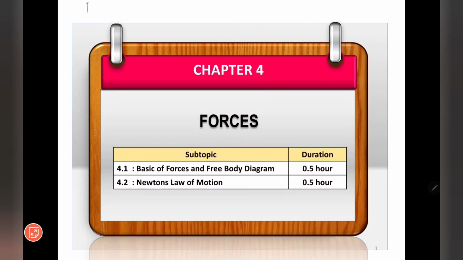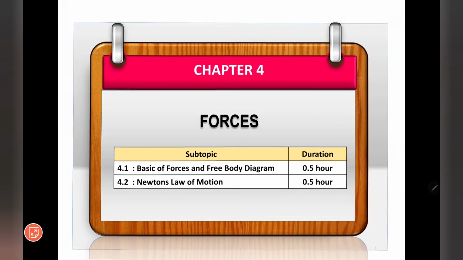The topic is forces, and there are two subtopics, 4.1 and 4.2, which are basic of forces and free body diagrams, and Newton's law of motion. The time suggested here is 1 hour for these two subtopics. Let's start with the first subtopic, which is 4.1.